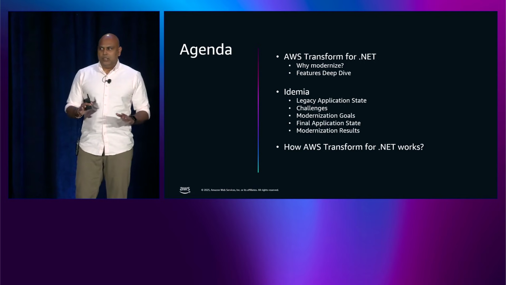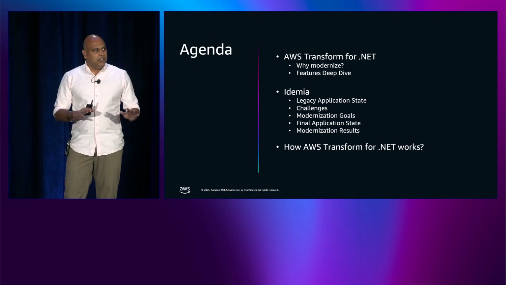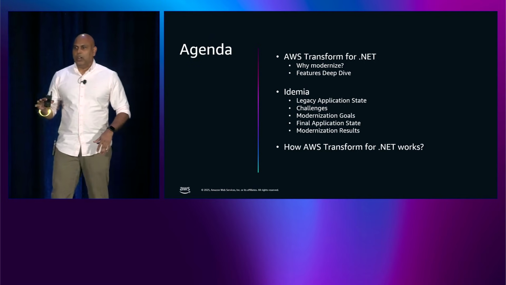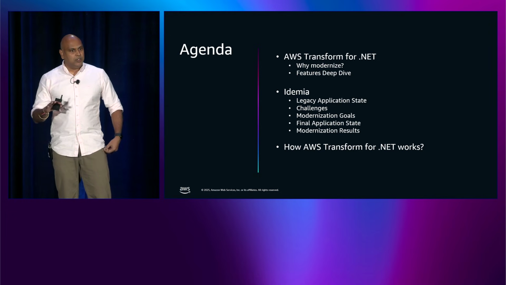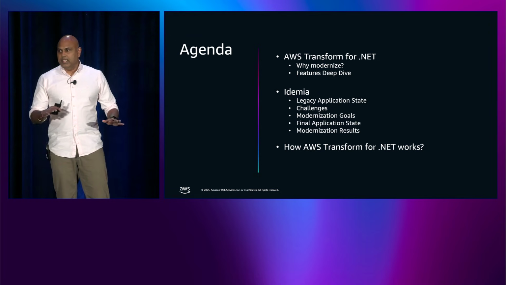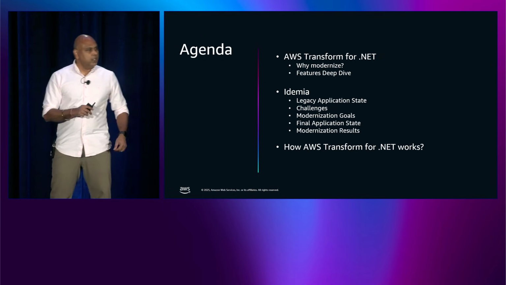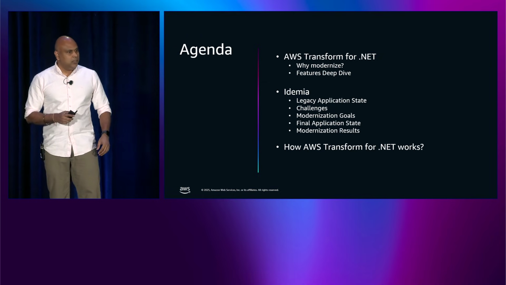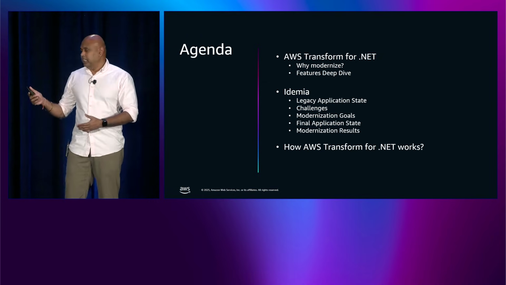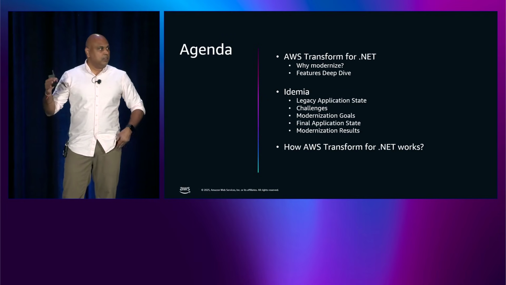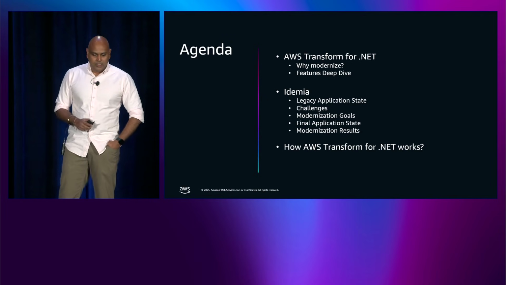Just before we get into this, I want to get a show of hands from all of you. How many of you know about AWS Transform for .NET? This is our agentic AI service we launched. Okay, that's a few of you, and some of you are fairly new. So I'll set the context a little bit, and then we can dive into some of the new capabilities that we have added.